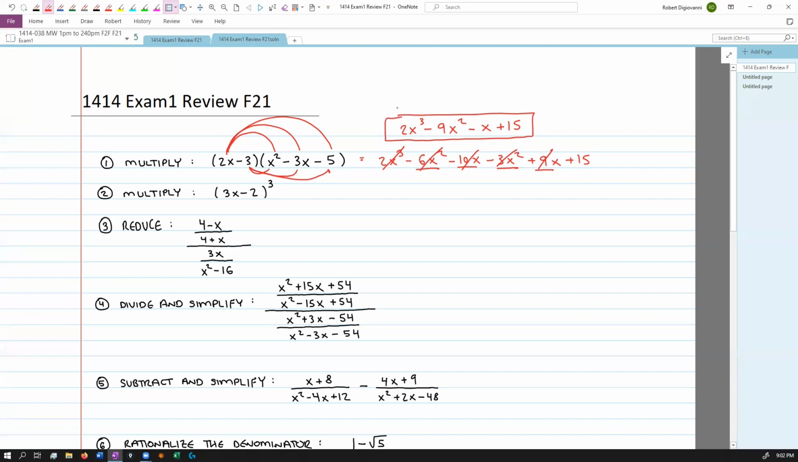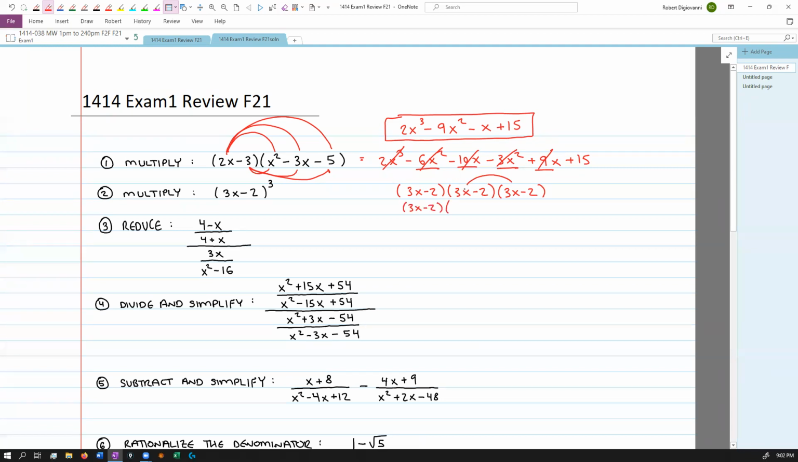Okay, the next one is 3x minus 2 cubed. Pay attention to that cubed. So what that means is 3x minus 2 times another 3x minus 2 times another 3x minus 2. So I always like to do the second group here first. So I'm going to FOIL those out. So this times this. Let me put the 3x minus 2 up front.